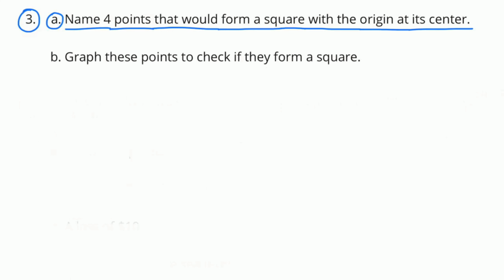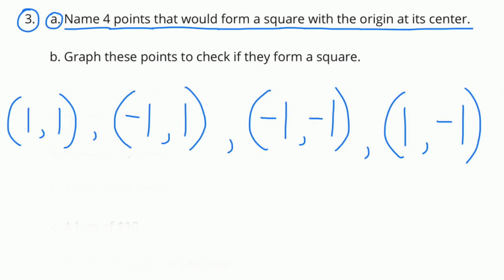Number 3. A. Name 4 points that would form a square with the origin at its center. The coordinates for those 4 points would be 1 and 1, -1 and 1, -1 and -1, and the last set of coordinates would be 1 and -1. By the way, this is just one example of how you could form a square with an origin at its center.